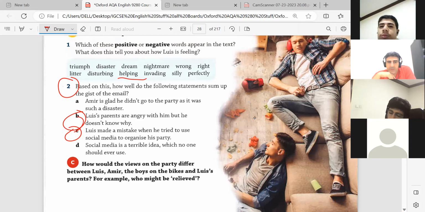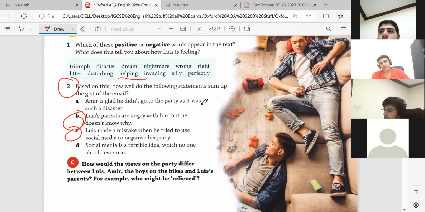Social media is a terrible idea, which no one should ever use. Do you agree? I do not, because it can be very useful and it has both disadvantages and advantages. Exactly. Nothing in the world is always good or always bad. So you should be wise, you should be careful. Before posting, you should have the responsibility. Yes, exactly. Before posting anything, you should be careful, and you should check the audience. Are you posting public or in private?